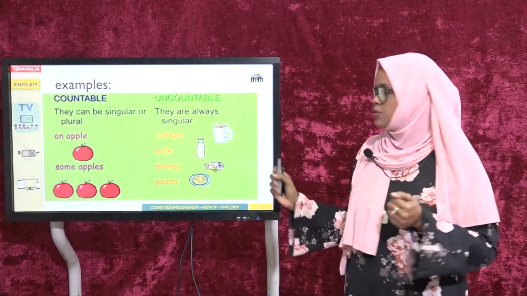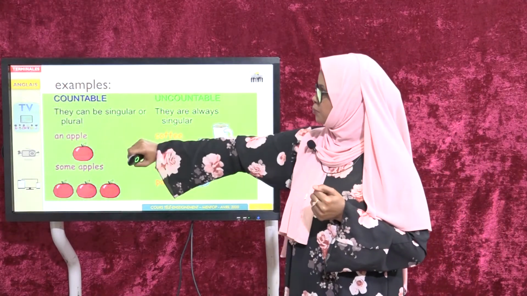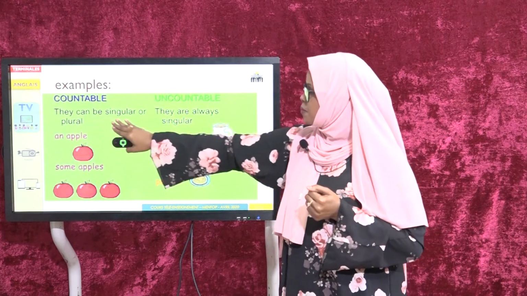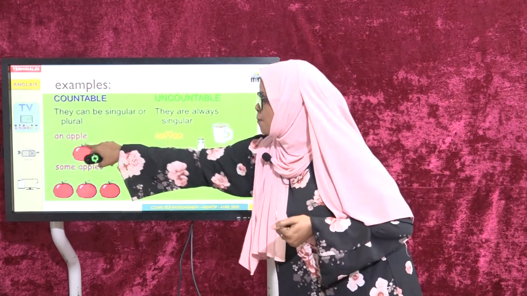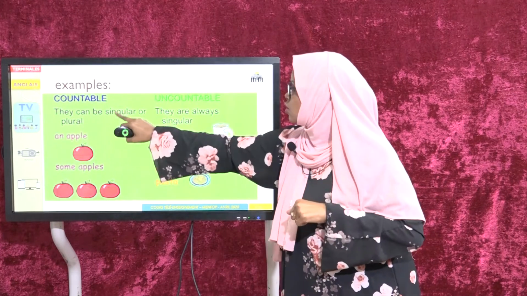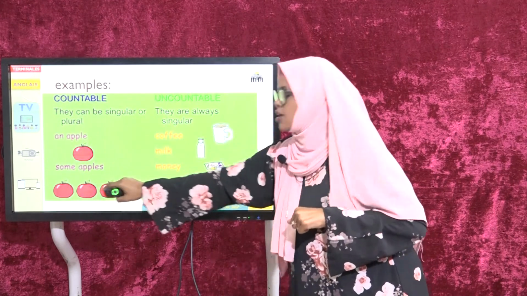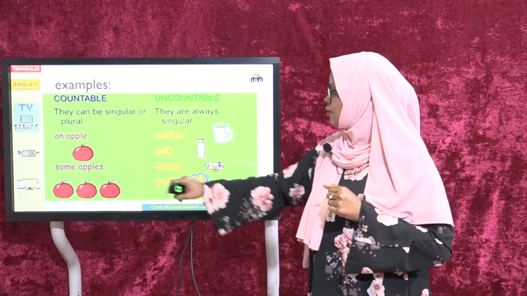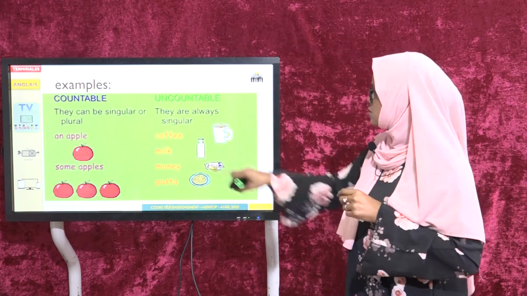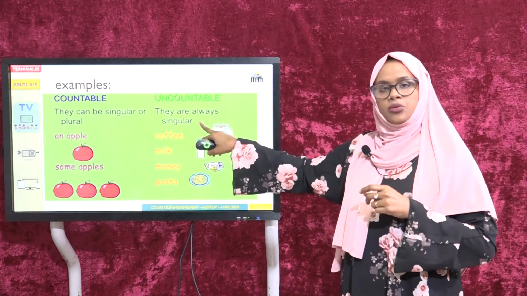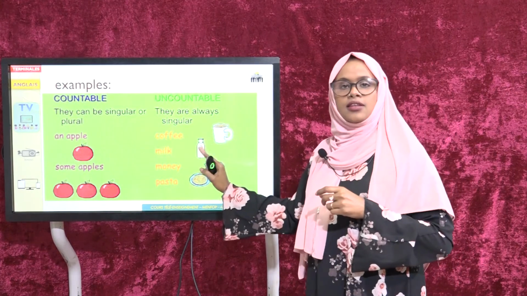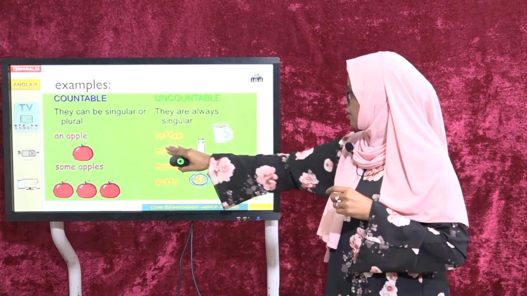Here are more examples, okay? Look at the countable. They can be singular, an apple, 1 apple, or plural, 3 apples, okay? Look at the uncountable part. They are always singular. We cannot put S at the end. They cannot be in plural, okay?